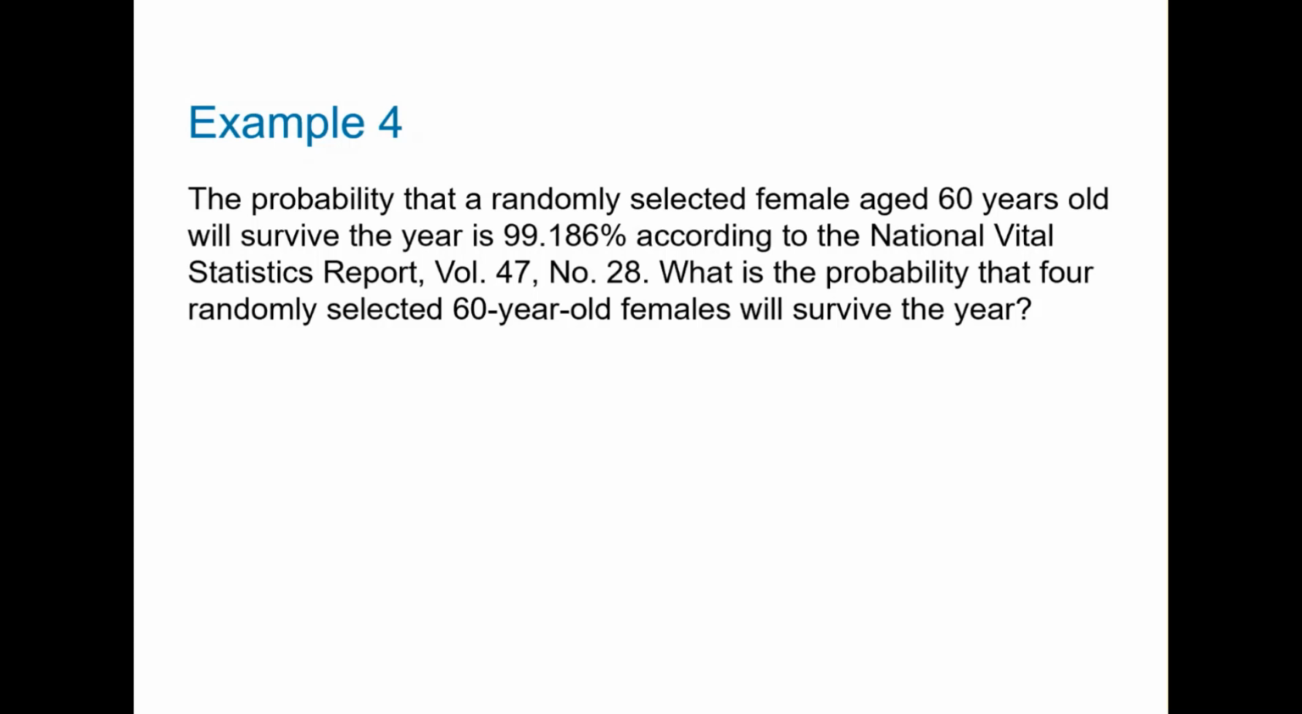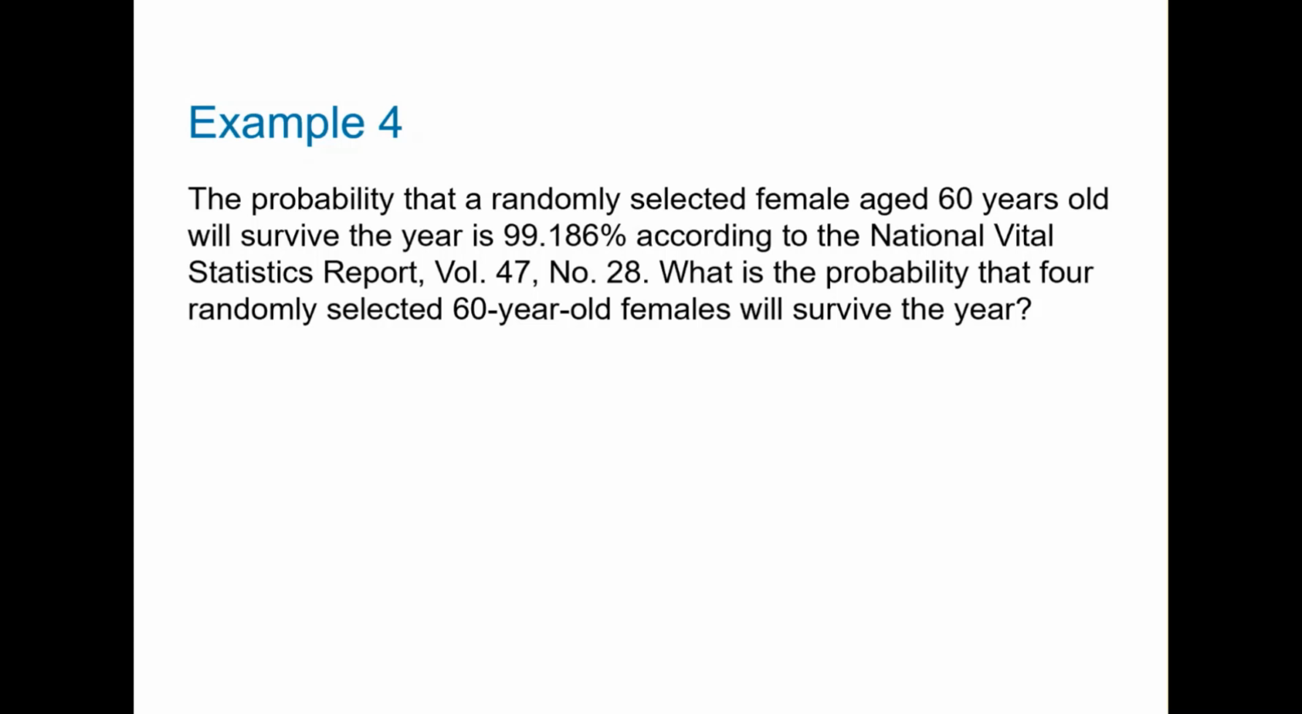The probability that a randomly selected female aged 60 years old will survive the year is 99.186% according to the National Vital Statistics Report. What is the probability that 4 randomly selected 60-year-old females will survive the year? We want to find the probability that all 4 women that are randomly selected survive.